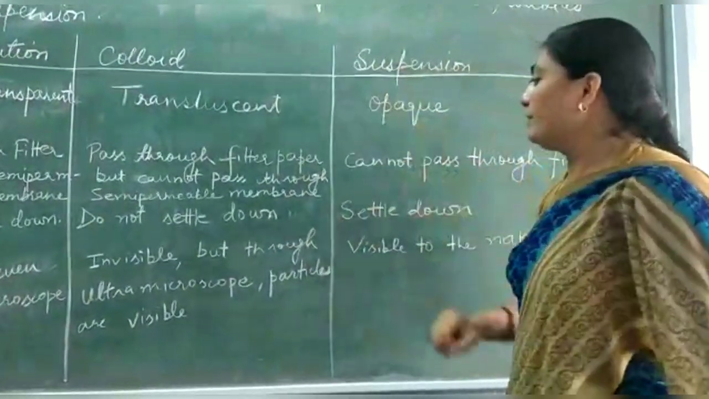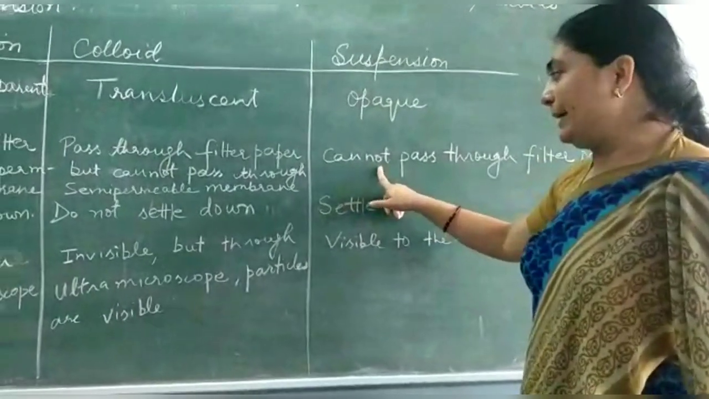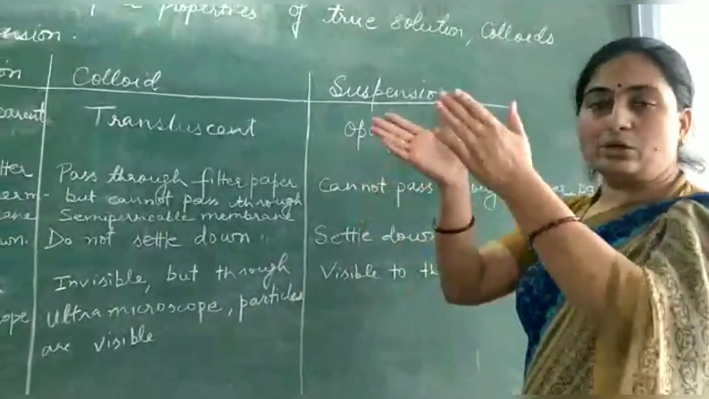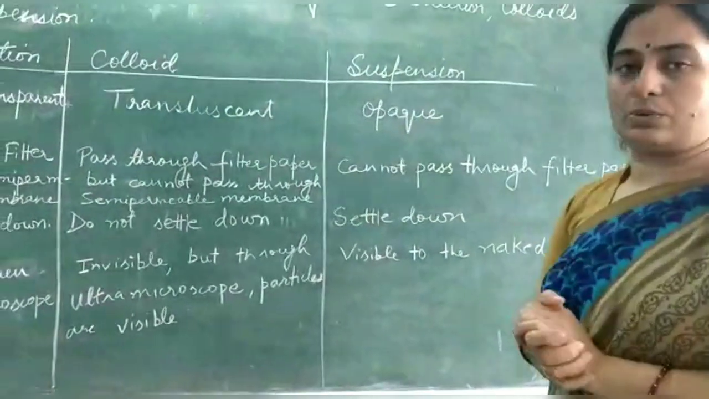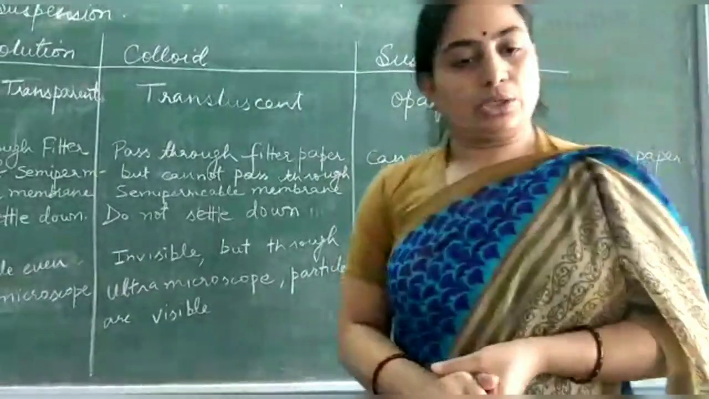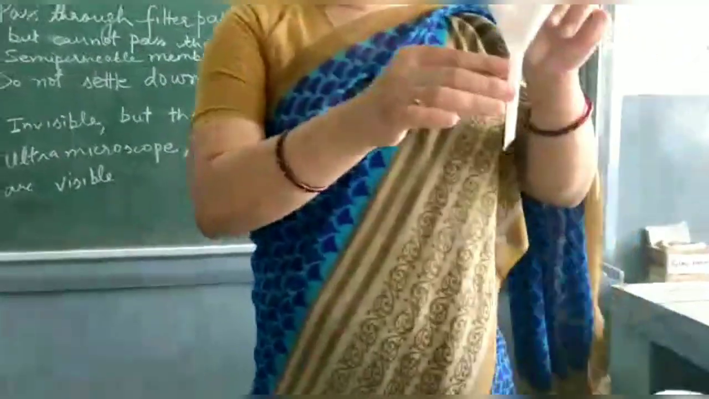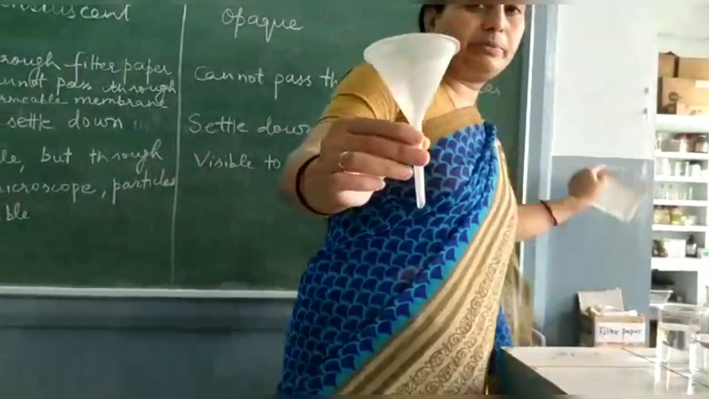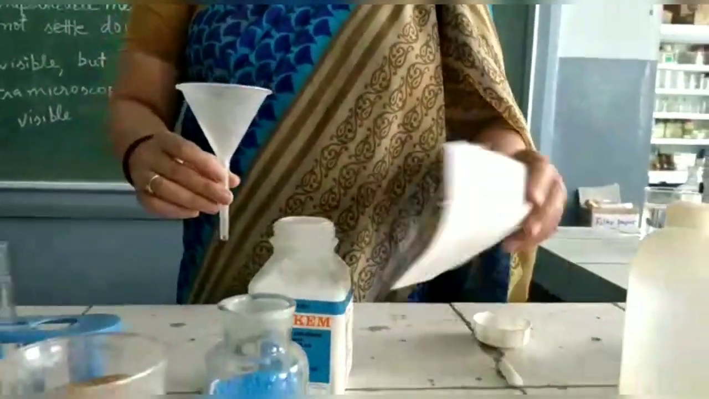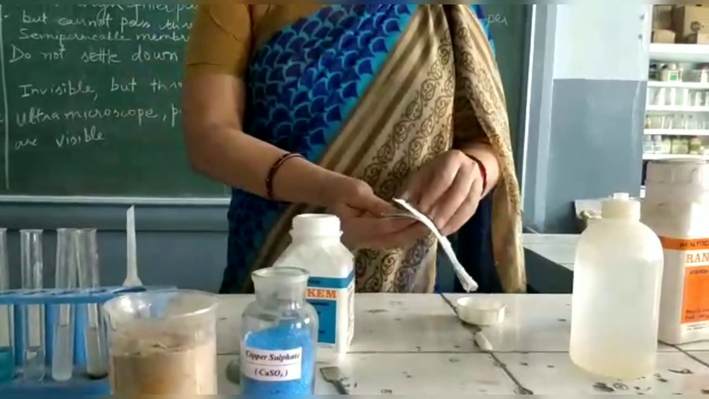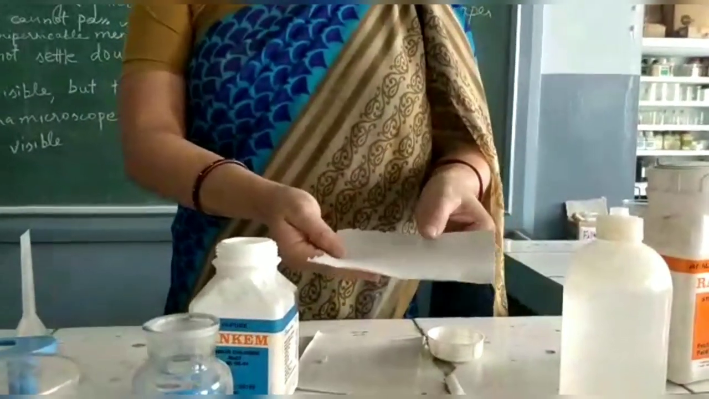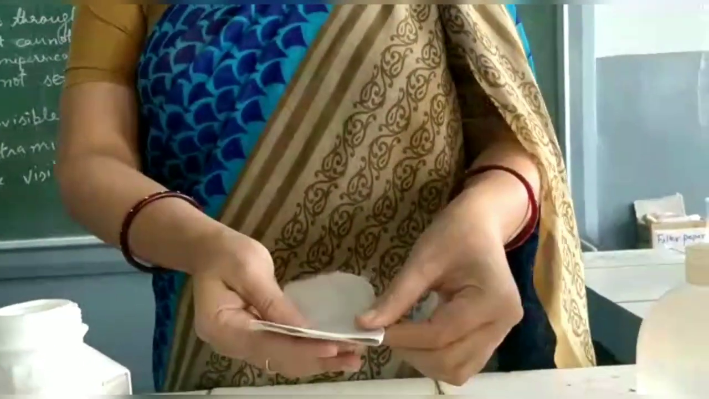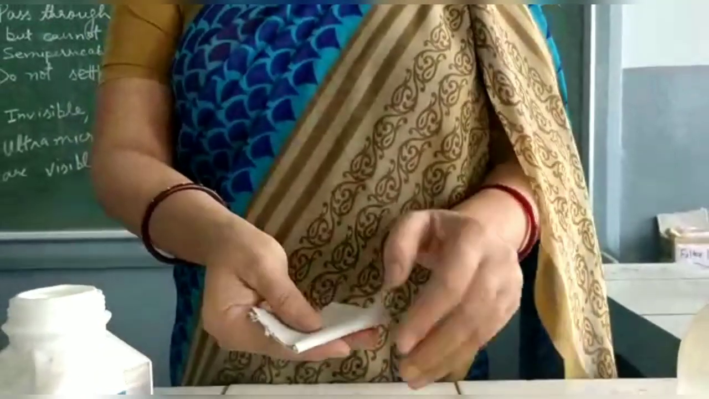Third is suspension. In a suspension, the particles cannot pass through even the filter paper. That means they remain on the filter paper and only the solvent comes down. I'll show you how it happens. I'm taking a funnel, and these are filter papers, which have a large pore size. Now, taking this square filter paper, how do we use it on a funnel? I'll just fold this filter paper, one fold and two folds.